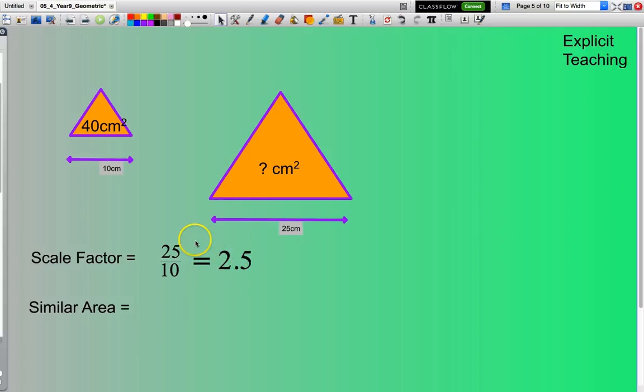So now that I have my scale factor, I want to calculate the area of this triangle. The area is k squared times the original area. So it'll be 2.5 squared times my original area, which equals 250 centimetres squared.